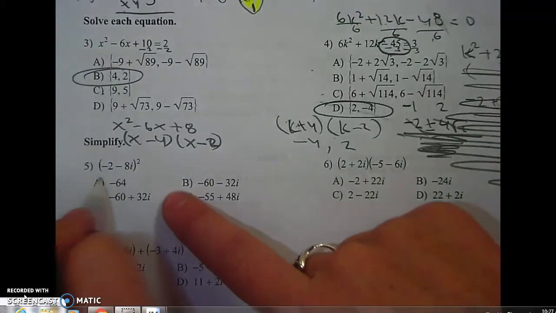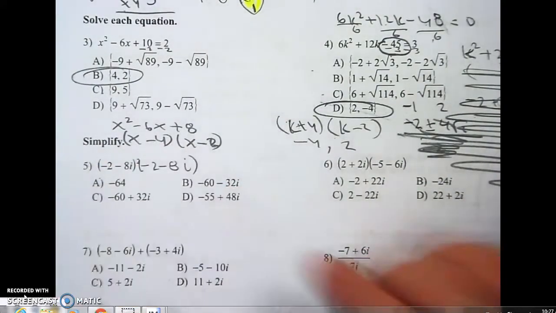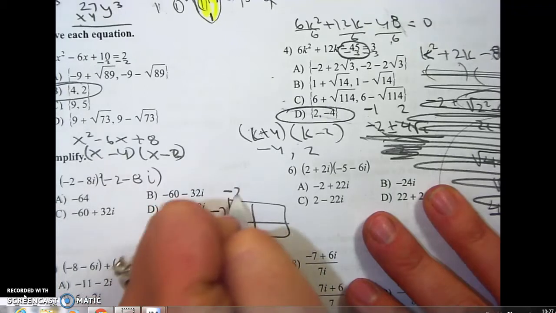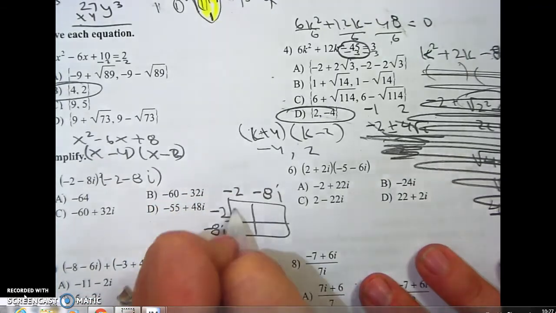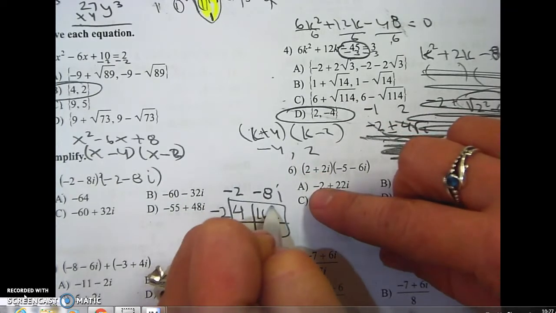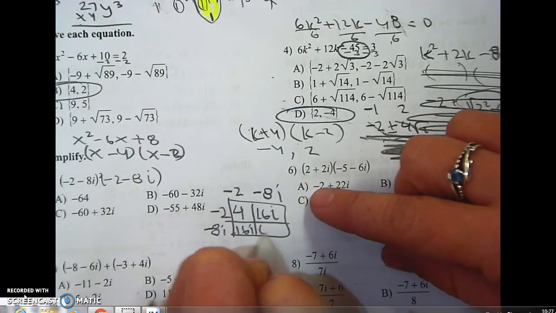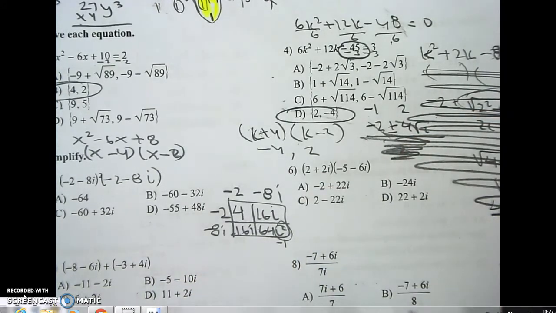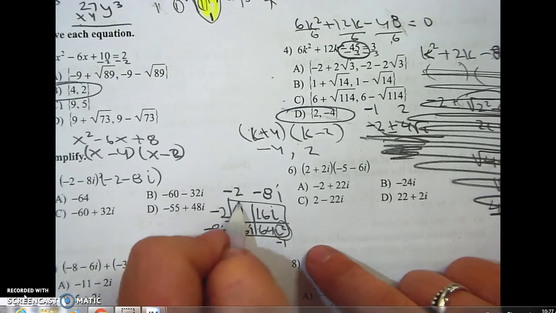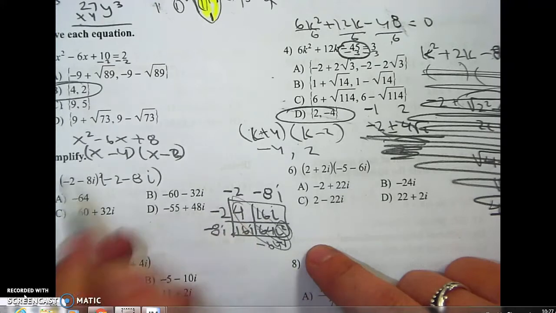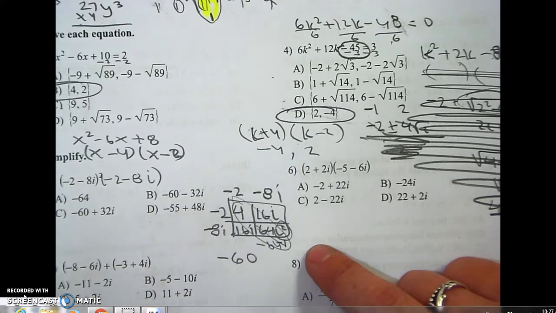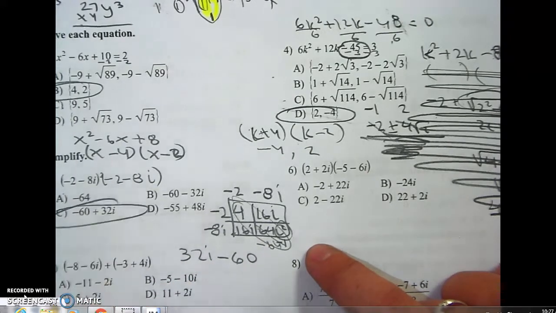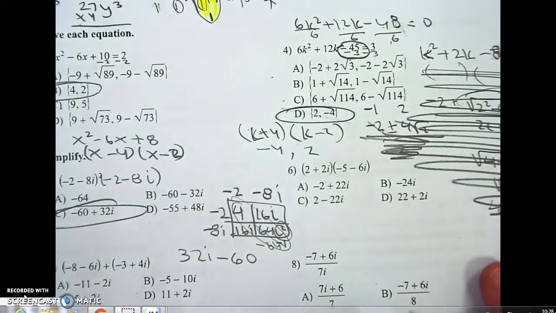Next problem, number 5. I write it 2 times, and I box it out. Negative 2 minus 8i. Negative 2 minus 8i. Multiply, and that's positive 64i squared. But remember, when you have i squared, it really means negative 1. So the positive 64 is really negative 64. So that means that's negative 64, and 4 minus 64 is 60. 16i plus 16i is 32i, and so the answer is C. Careful because B looks close.